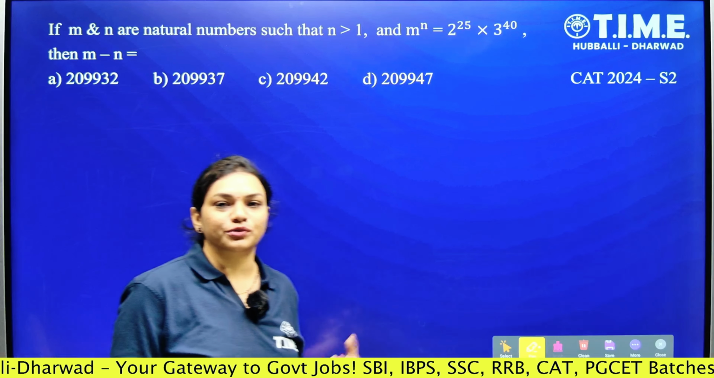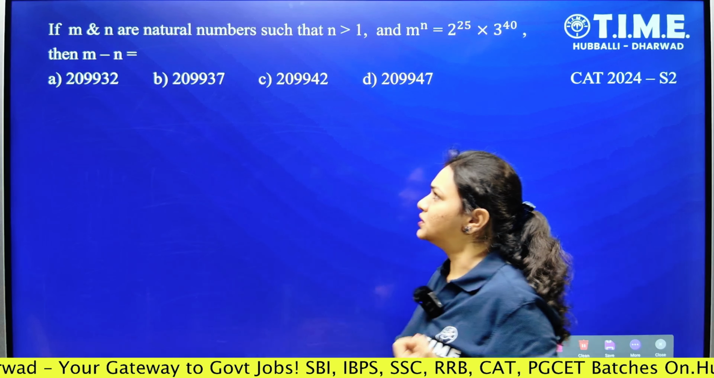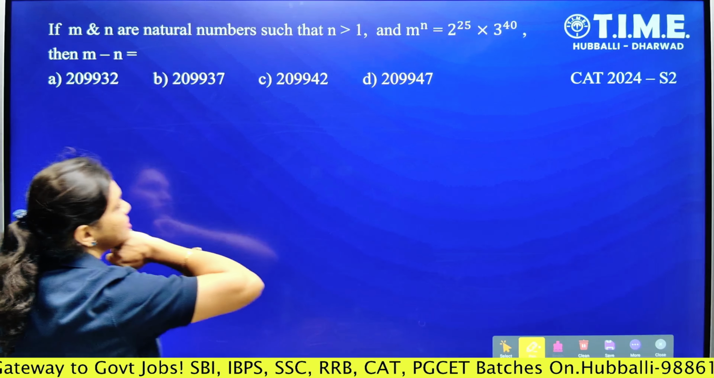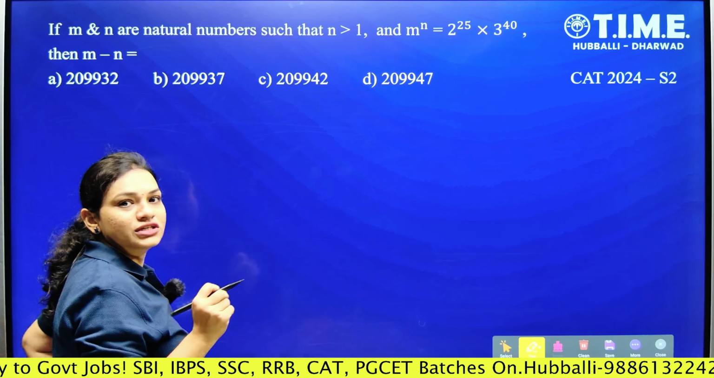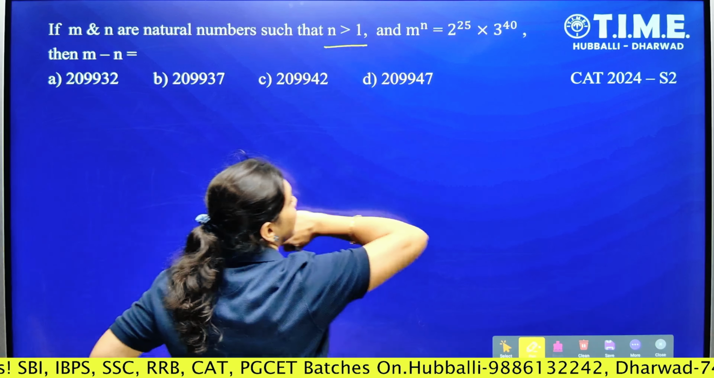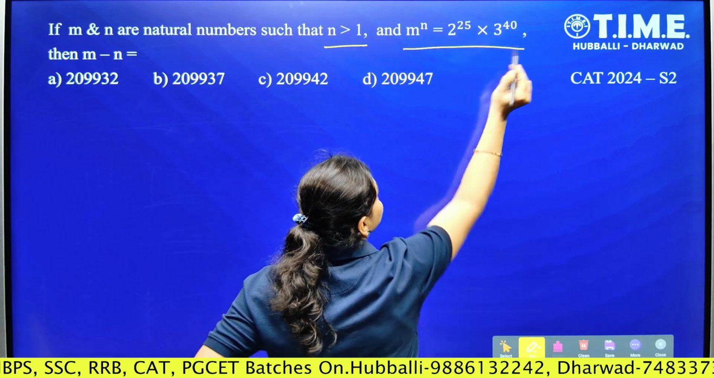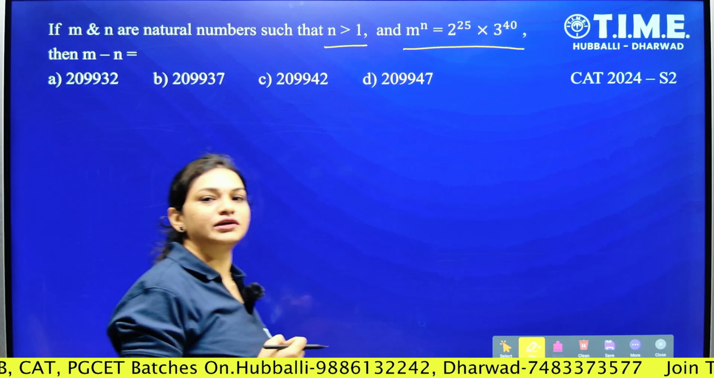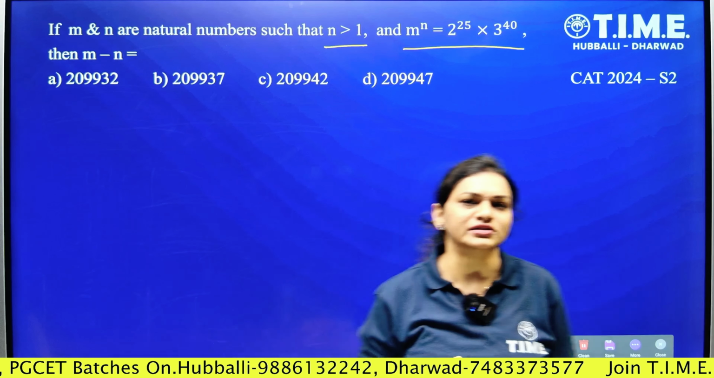Another question from the NISAS. Just try to understand the question here. If m and n are natural numbers, and one condition is given, such that n is greater than 1 and m power n is equal to 2 power 25 into 3 power 40. This question is from the NISAS, and it is the easiest question.